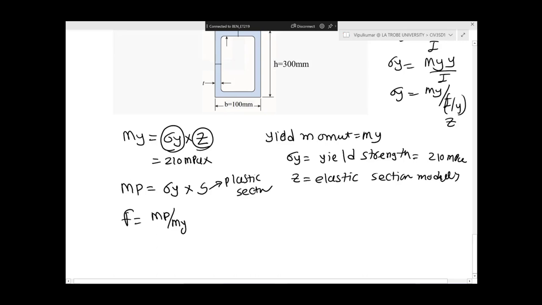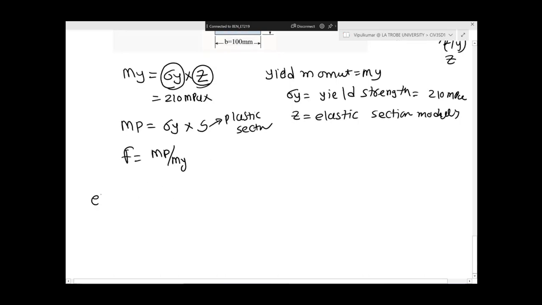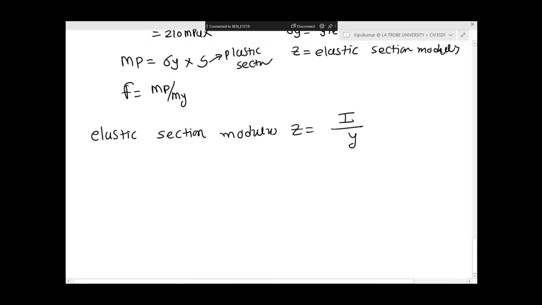All right, so let's move on. Sigma y is given, Z we need to find. The equation for elastic section modulus Z is equal to moment of inertia over y. Now we have a cross section given to us.